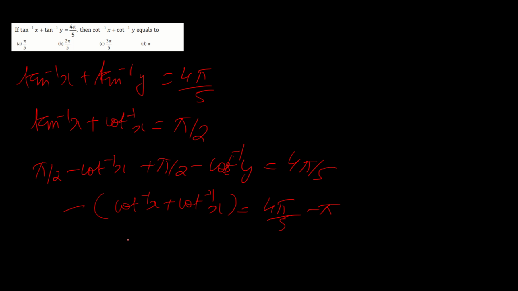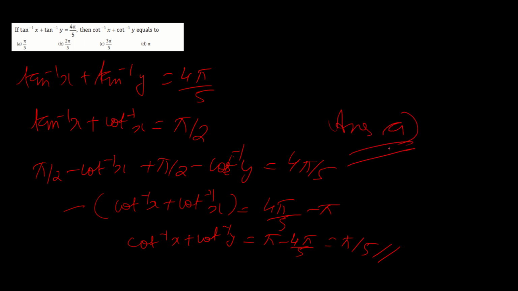Let's put this minus in the RHS. We'll get like this: cot inverse x plus cot inverse y is equal to pi minus 4 pi by 5. 5 pi minus 4 pi is pi, so pi by 5 is the answer. So we got the answer: cot inverse x plus cot inverse y. Answer is A. So this is it for today's class.